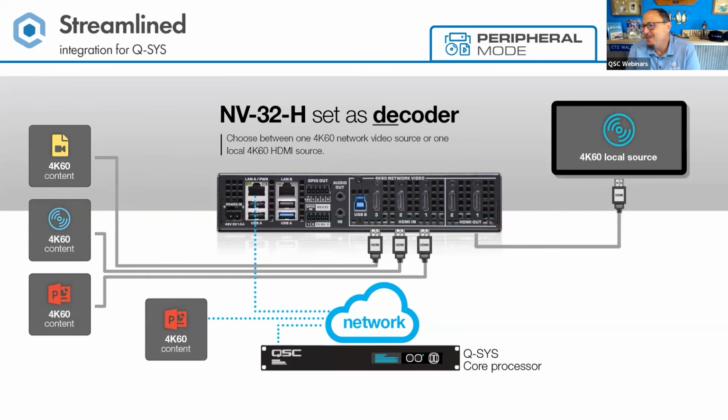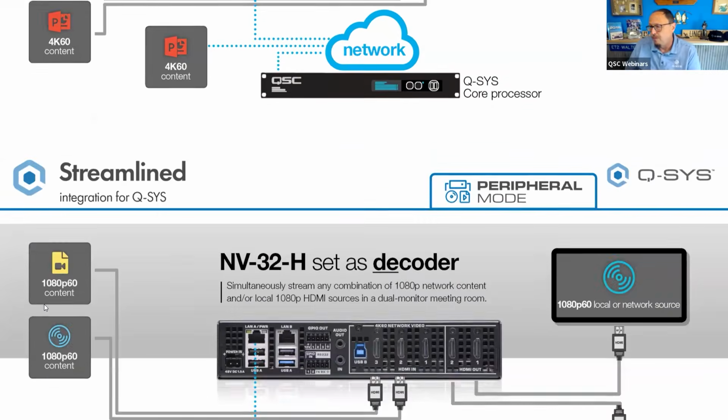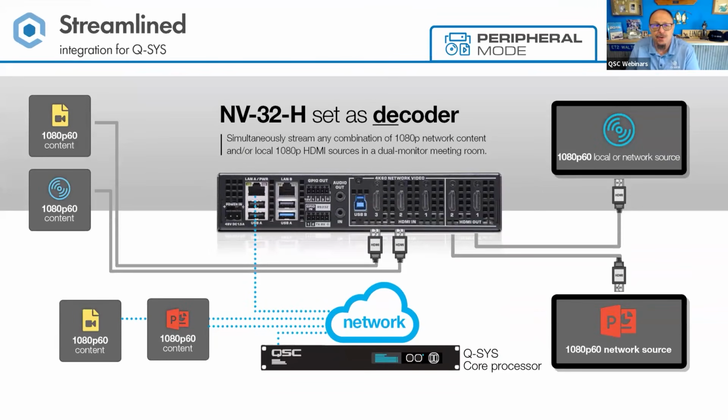All right, so we're going back to decoder here, talking about what I was mentioning earlier. When it's set as a decoder, you do have the ability to choose one of these 3 local sources to go out. You can bring one source in from the network and stream it out, and then you can have the 3 locals. The next one, when we set the NV32 as a decoder and we're doing 1080p, you'll see here that we're bringing 2 streams in from the network, and then we're bringing 2 local ones in that are available to go to either one of these outputs. So you would have the choice of these 4 sources to be on either one of these 2.